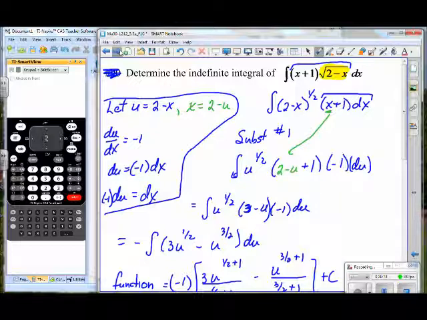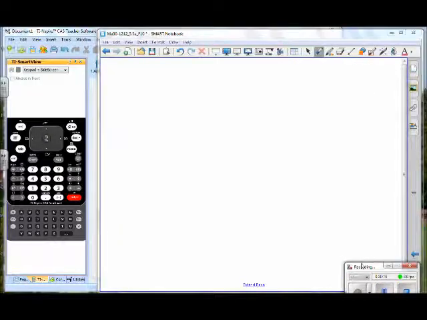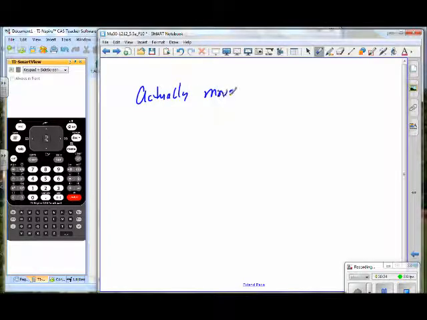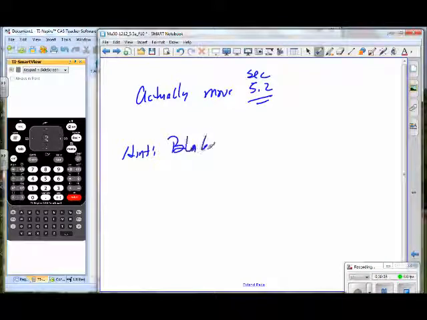Okay, let's go on to the next problem. Actually, we're going to move on to section 5.2, and I will give you a hint: you're looking for the extra credit, it is going to be on Blackboard. That's as far as I'm going to tell you right now. I'll give you the rest of it in our discussion of section 5.2.